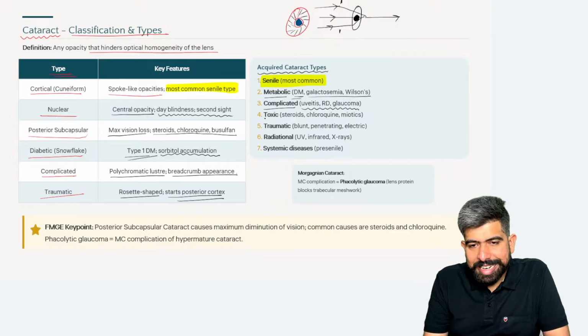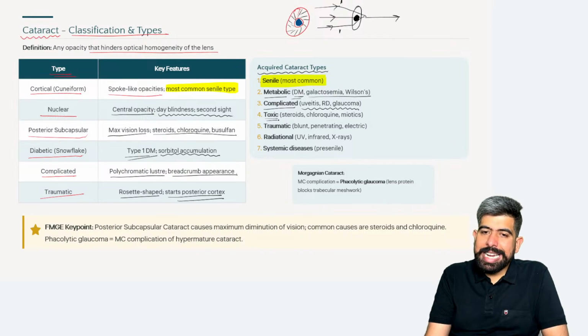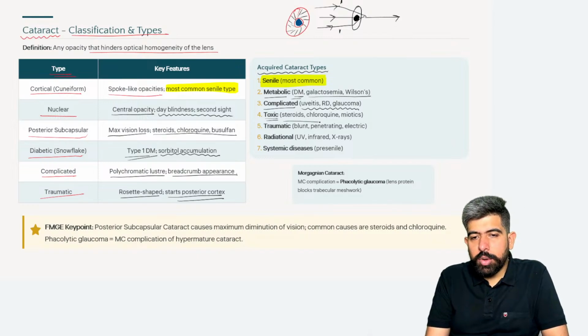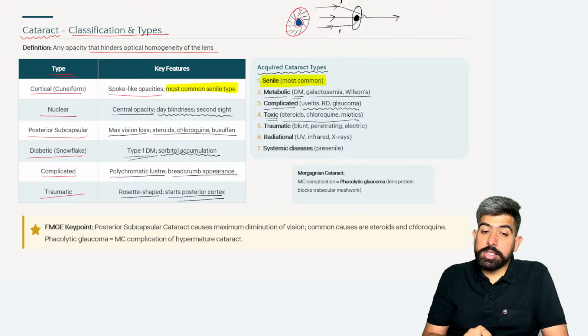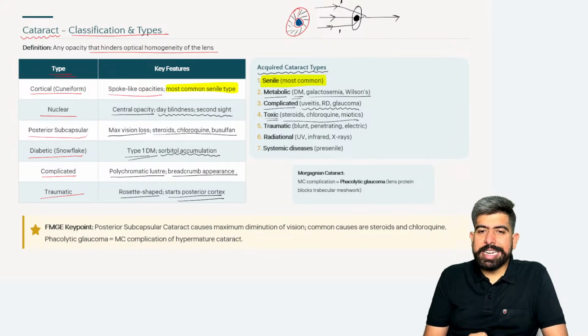Also, we have the toxic cataract. What is the meaning of toxic cataract? It is because of some drug abuse, right? Like the steroids, as I already told you, chloroquine, and miotic drugs are also there. So these are going to cause your toxic cataract, right?